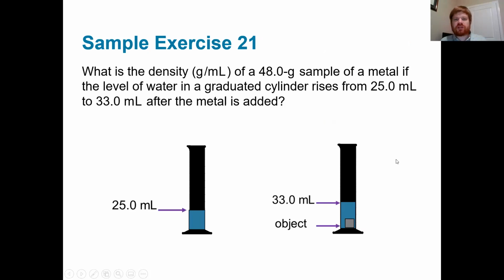Okay, here we go. Sample exercise number 20. What is the density in grams per milliliter of a 48.0 gram sample of a metal if the level of water in a graduated cylinder rises from 25.0 milliliters to 33.0 milliliters after the metal is added and fully submerged? Okay, given what you know about density, go ahead, give it a shot. Pause the video now. When we come back, we'll have the answer and we'll discuss density.